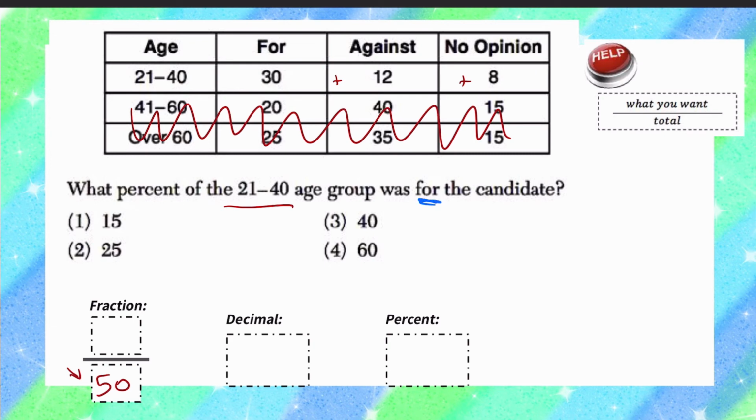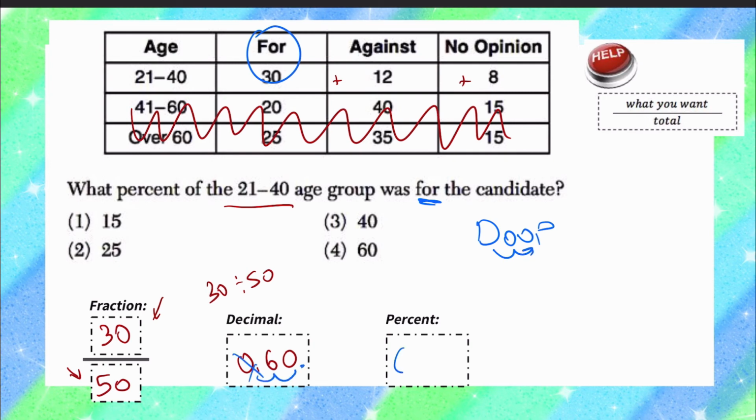I want to know what percent of that group was for the candidate. So how many people are for the candidate? That is 30. And what would be the percent if it's 30 over 50? Well, we do 30 divided by 50, and you can put that in the calculator. You get 0.6 or 0.60. They're the same thing. Using dupe, decimal over percent, I'm going 2 places to the right. So that is 60%. Choice 4.